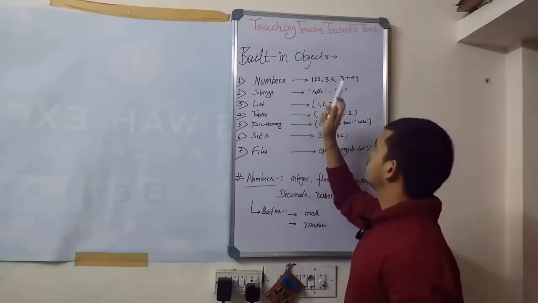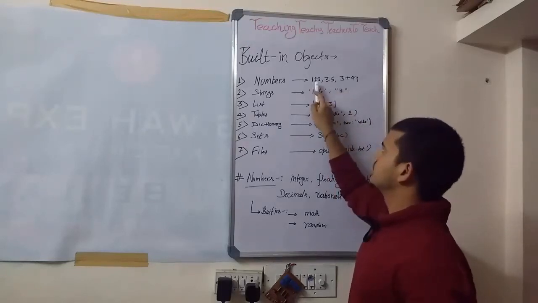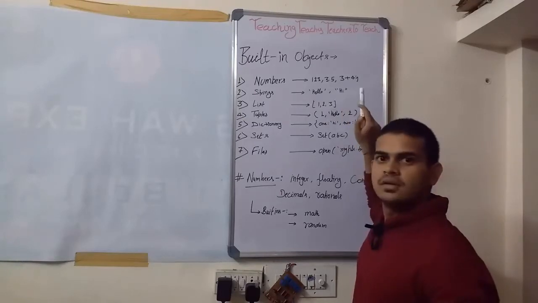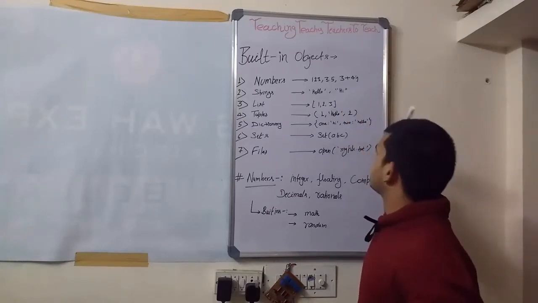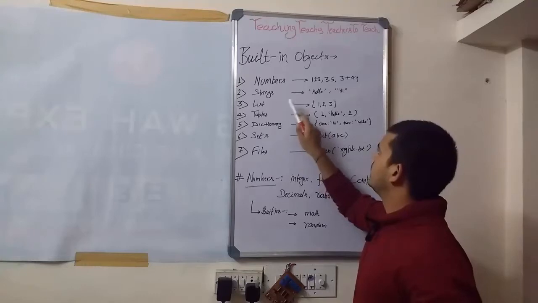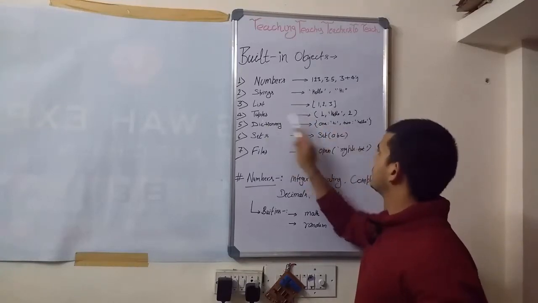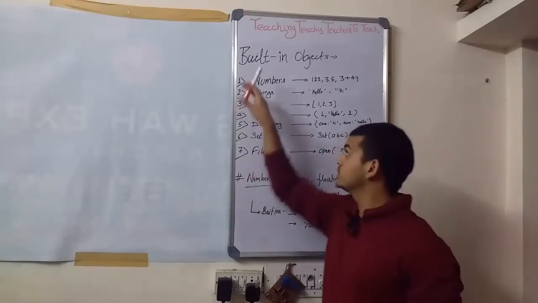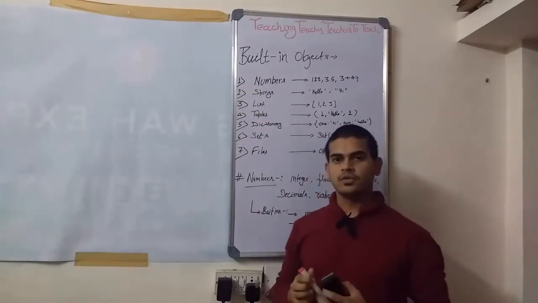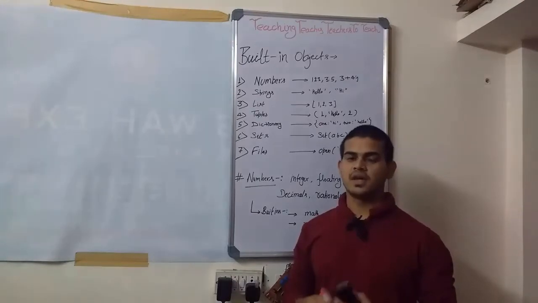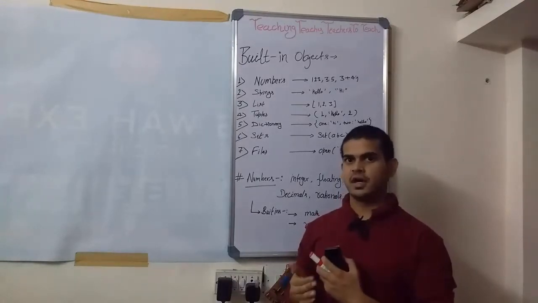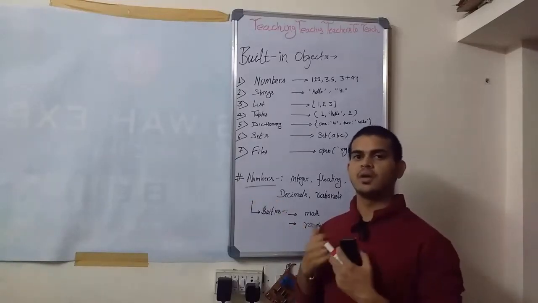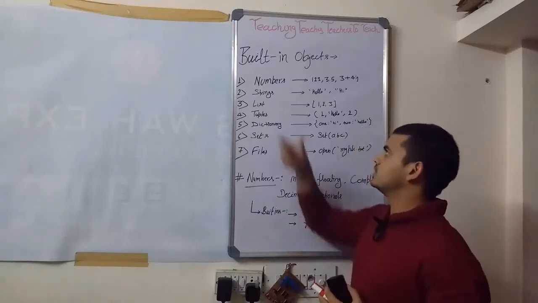Numbers like 1, 2, 3 or 5. This is an integer. This one is floating point. This one is a complex number. Then string, list, tuple, dictionary, sets and files. All these things I will talk about. It is a big topic, so I decided to slice it, and in this video I will talk only about numbers in detail, and then I will explain strings and the rest.